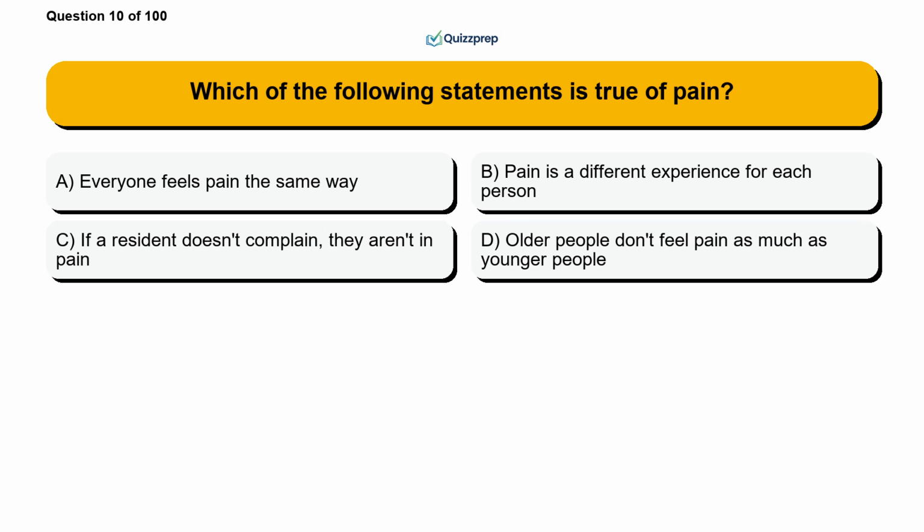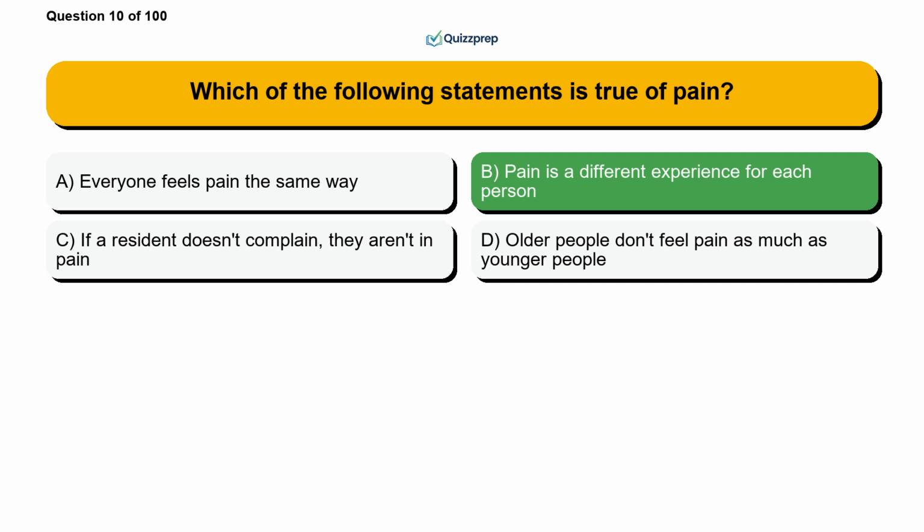Question 10. Which of the following statements is true of pain? Option A. Everyone feels pain the same way. Option B. Pain is a different experience for each person. Option C. If a resident doesn't complain, they aren't in pain. Option D. Older people don't feel pain as much as younger people. The correct answer is option B. Pain is a different experience for each person.